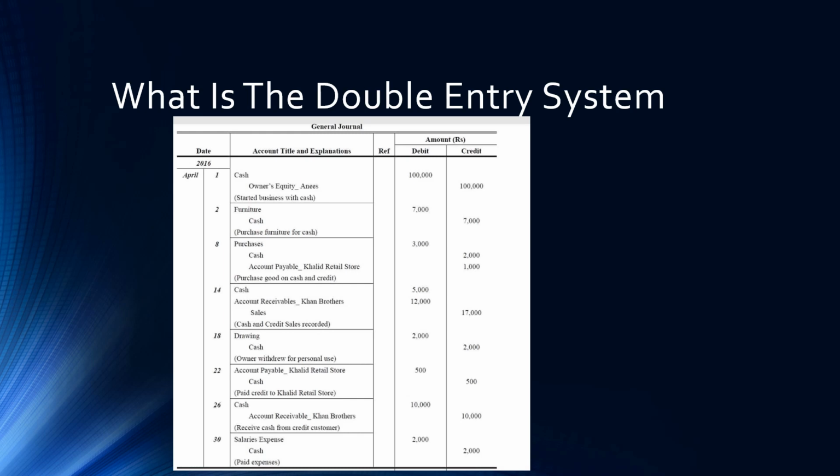Look at this. Number 3, which is April 8th, we purchase goods on cash and credit, right, from Khaled retail store. So when we purchased it, our purchases or inventory went up, so our purchase is going to be debited, right? And our cash, because we paid for it by 2000 cash and 1000 on credit. So 2000 from our cash is going to go down, and 1000, obviously our credit is going up. So that's been credited, right?